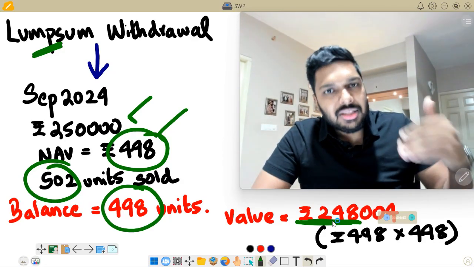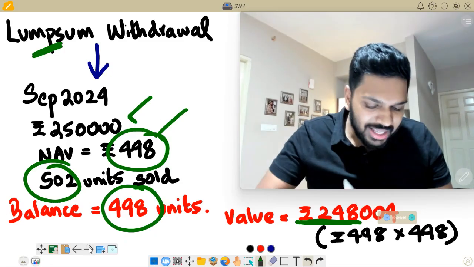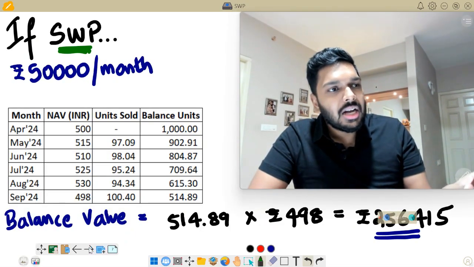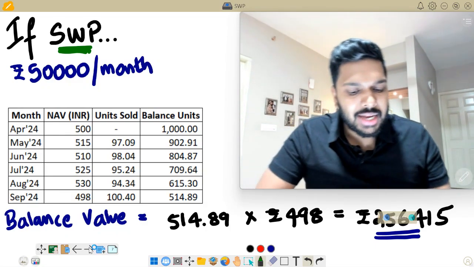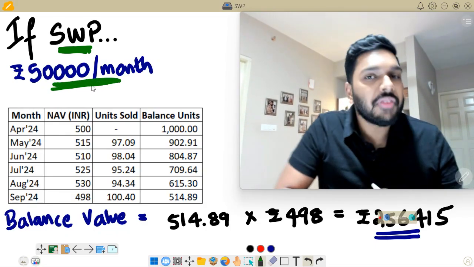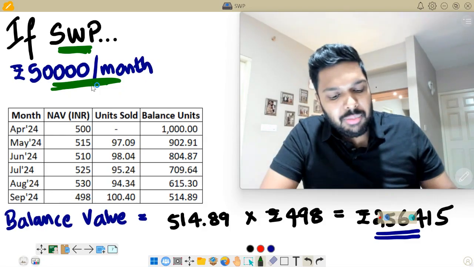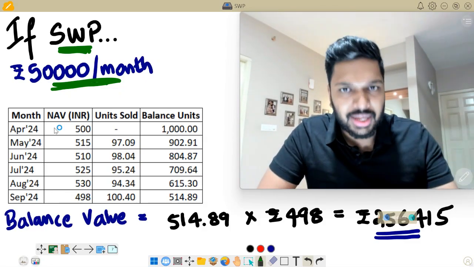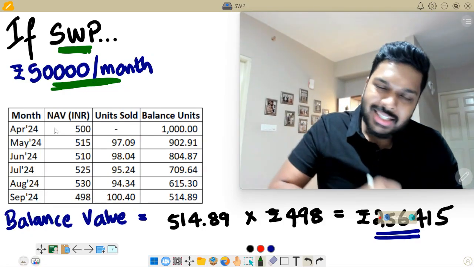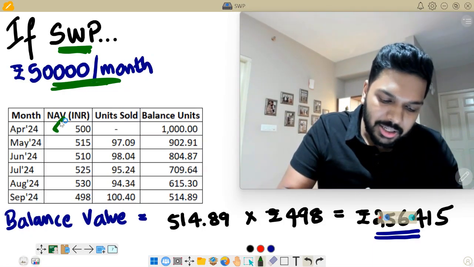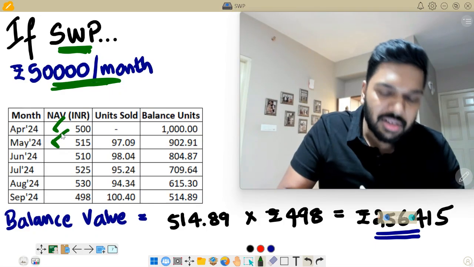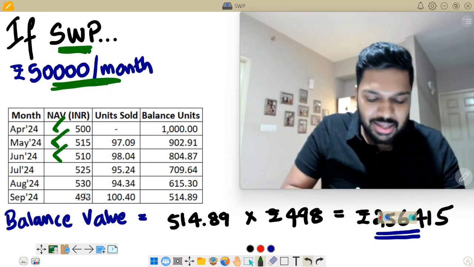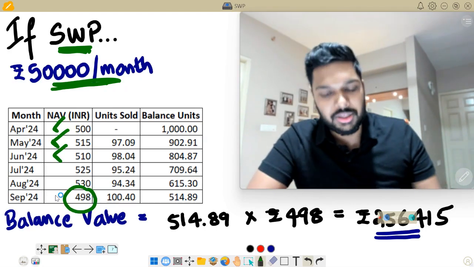So let's compare the lump sum withdrawal option that we just spoke about with the SWP option. In the SWP option, say you're setting a particular date every month and you want 50,000 rupees according to your financial need every month. This particular table gives you a glimpse of the NAV of every month, because NAV of mutual funds keeps fluctuating. It is a market driven instrument. So like I said before, the NAV in April, if it's 500, can go up to 515 for 1 unit in mutual fund in May. This can go down to 510 and so on. In September, it is 498 rupees for 1 unit.